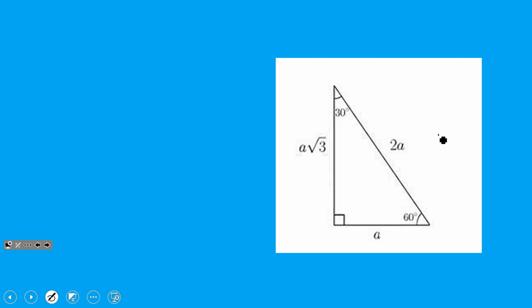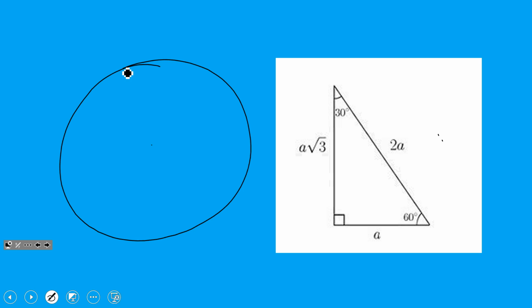So if I drew this, see if I can draw it bigger, as a, let's do a 30-degree angle. Okay, and I want to figure out the x and the y.